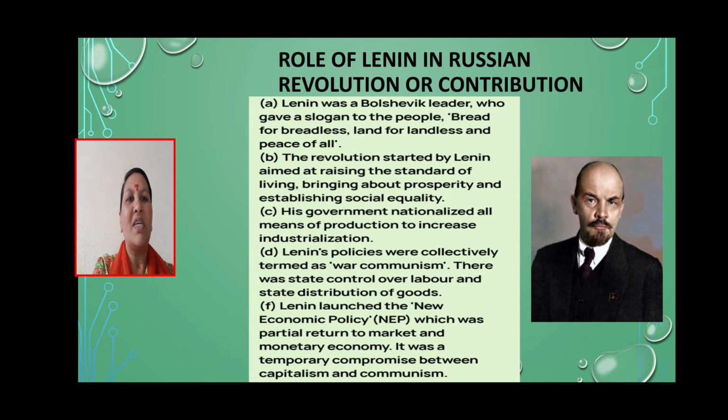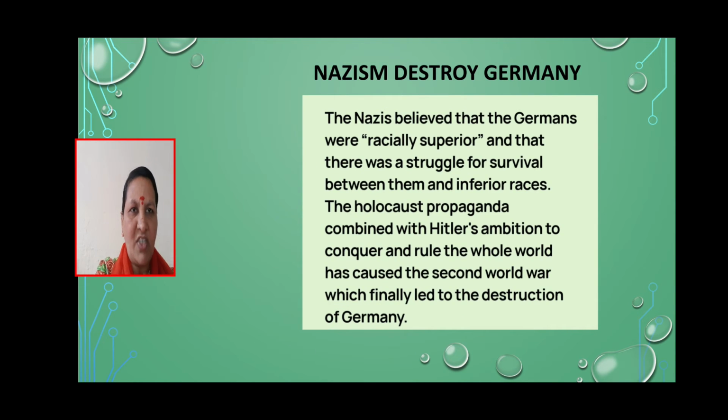There was state control over labor and state distribution of goods. Fifth, Lenin launched the New Economic Policy, which was a partial return to a market and monetary economy. It was a temporary compromise between capitalism and communism. So next one, there was a dictatorship after the First World War.